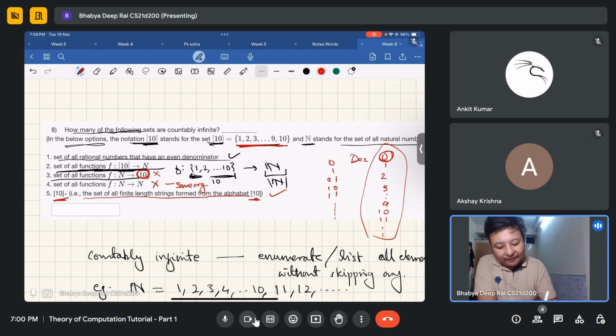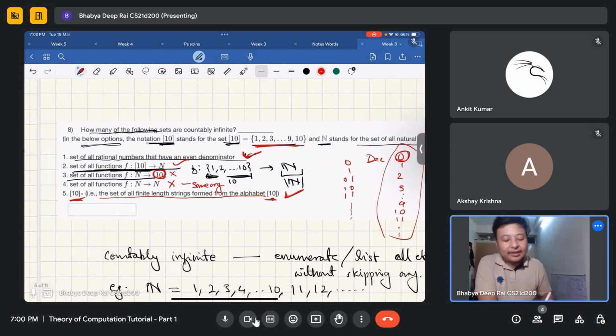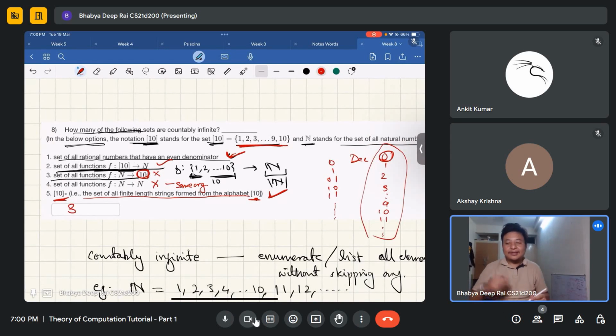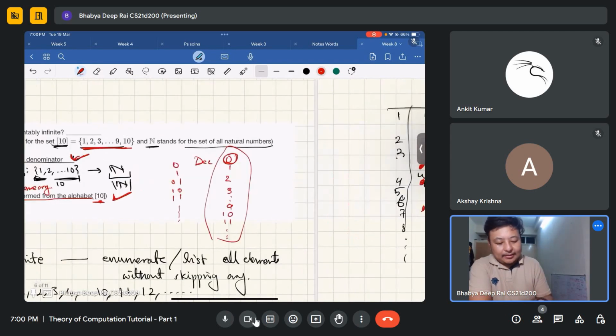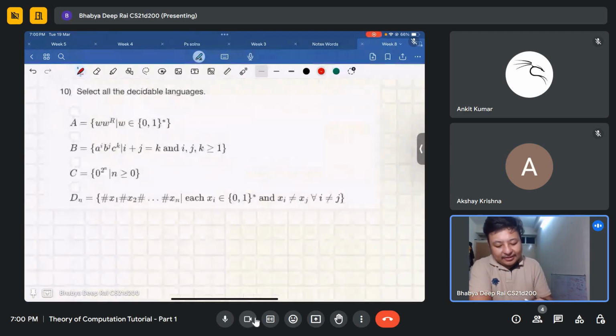But what do you have? You have that this is listable, that is countable. This is also countable, and finally this is also countable. So what is the answer? 3. 3 sets from all these 5 are actually countable. Okay, so those were some exercises.